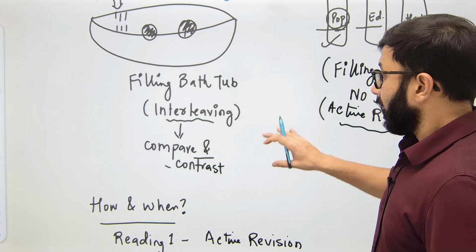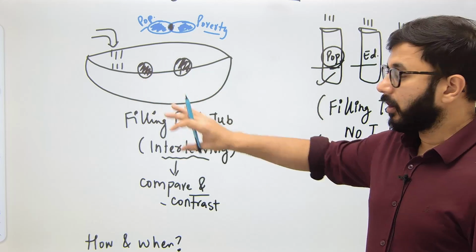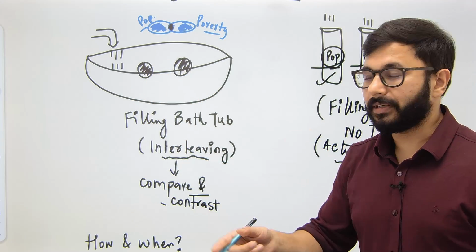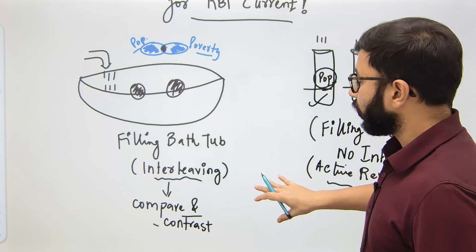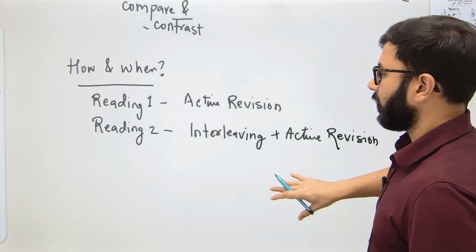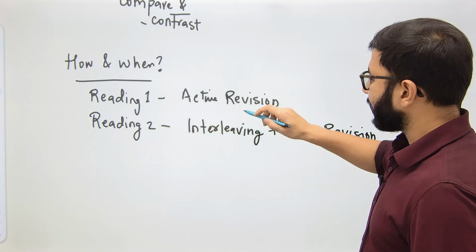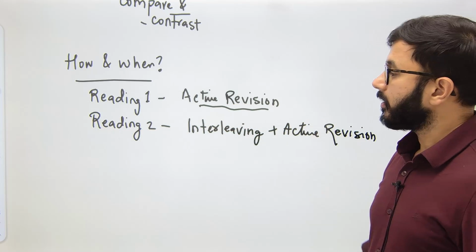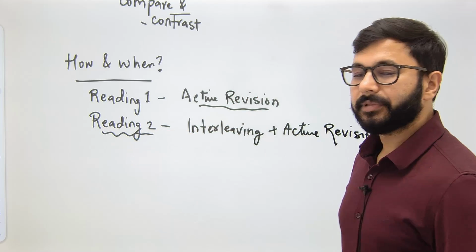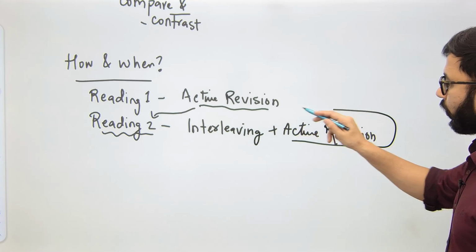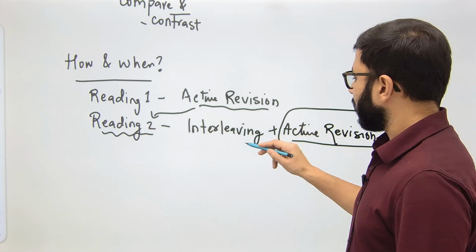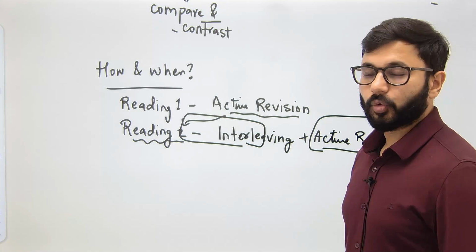Remember, it is like filling a bathtub, so interleaving takes more time, and that is why I'm not recommending that you do it in the first reading. So you never start with interleaving. You always start with active revision in reading 1, and when you're reading or revising the same thing for the second time using active revision only, so you're going to keep using active revision, you add interleaving onto it.